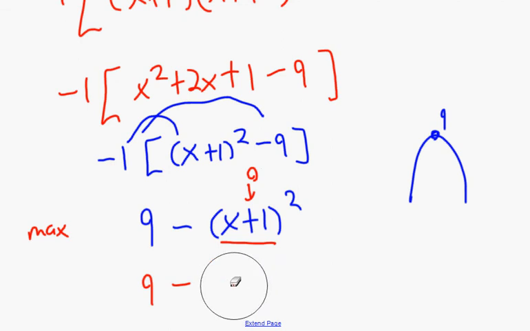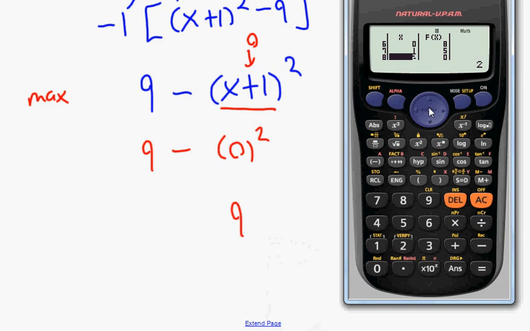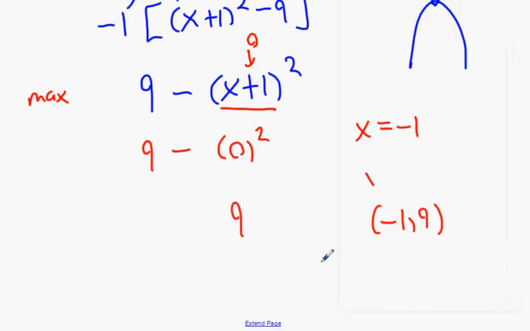How do you turn that into 0? Choose x equals minus 1. That turns into 0 squared, and your maximum value is 9. This is the point minus 1, 9. Look at it here. Minus 1, 9.